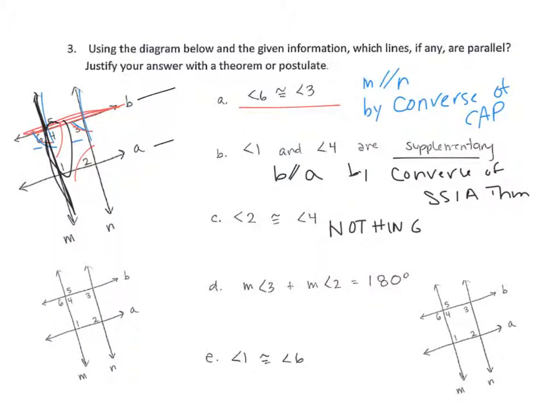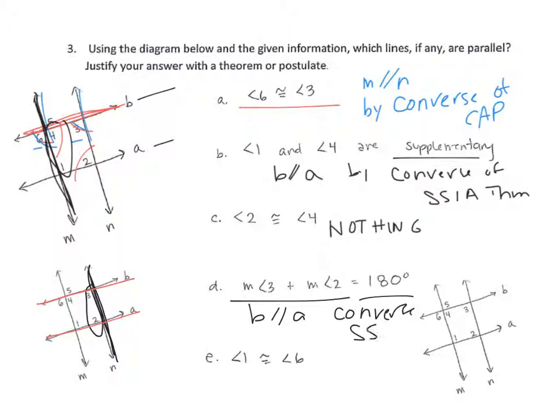Okay, and the fourth one, angle 3 and angle 2, so I'm going to mark those up here. They add up to 180. So they're along this line, so this makes the transversal, which makes these the two parallel lines. I always darken the transversal, the line that's up against both of the angles. So these are on the same side, so B is parallel to A by the converse of the same side interior angles theorem.